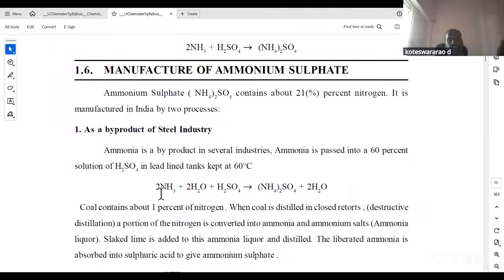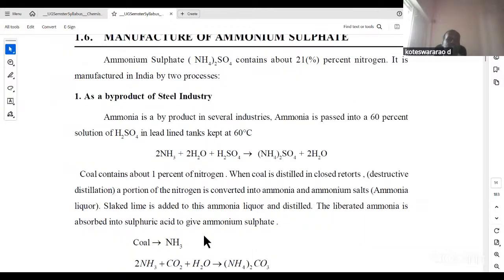That is the reaction. Ammonia is dissolved in water and that is passed through dilute sulfuric acid. Through that, we are passing the ammonia gas. We are adding ammonia that leads to the formation of ammonium sulfate and water. Coal contains about 1% of nitrogen.